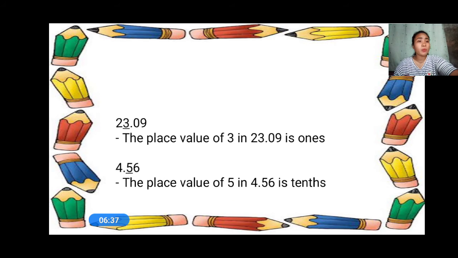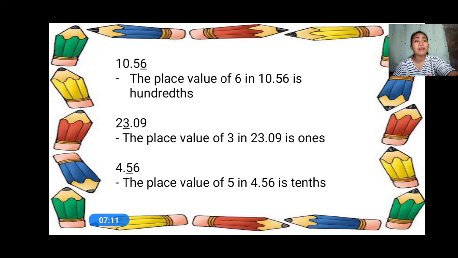Very good. And then we have 4.56. What is the place value of the underlined number? What is the underlined number, everyone? 5. Is it a whole number or decimal? It is decimal. So the place value of 5 in 4.56 is tenths. Remember, in decimals, we start at tenths. In whole numbers, we start at ones. Do you understand? Okay, and the last example, we have 10.56. What is the place value of the underlined number? 6. Is it a whole number or decimal? It is decimal. So the place value of 6 in 10.56 is hundredths.